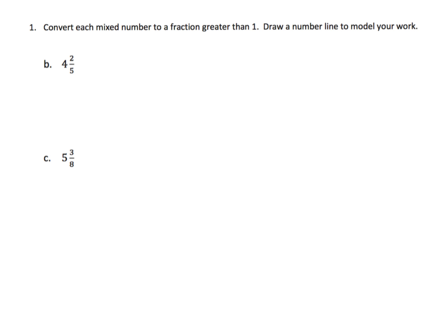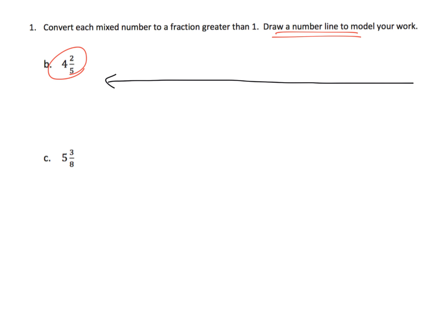So we're going to draw a number line to show our thinking. The idea is we want to place 4 2/5 on a number line. So I'm going to draw a big old huge number line. I'm going to start at 0, and I have to go all the way up to 5. I'm going to go up to 5 not because of this 5 in the denominator, but because this mixed number is greater than 4, but it's less than 5. So I know I have to make a number line that goes up to 5.